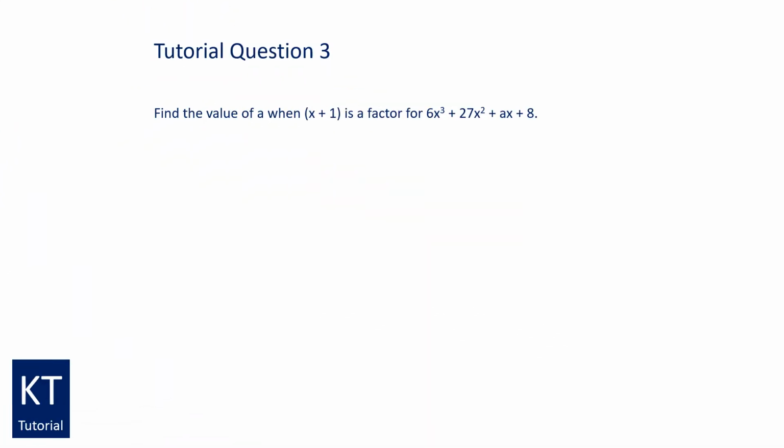Tutorial question 3. Find the value of a when x plus 1 is a factor for the given cubic polynomial. When it is said that x plus 1 is a factor of the cubic polynomial, f of minus 1 will equate to 0 by expressing the cubic polynomial with its x replaced by -1. That equation must equal 0. This allows us to then solve for a.